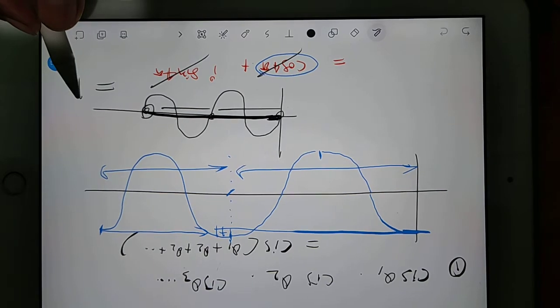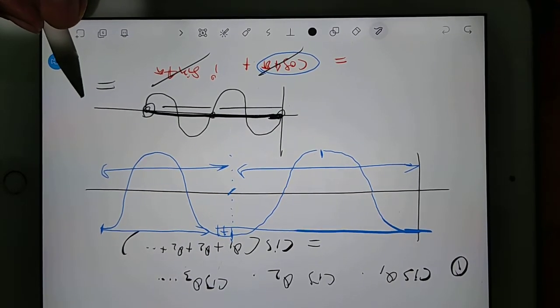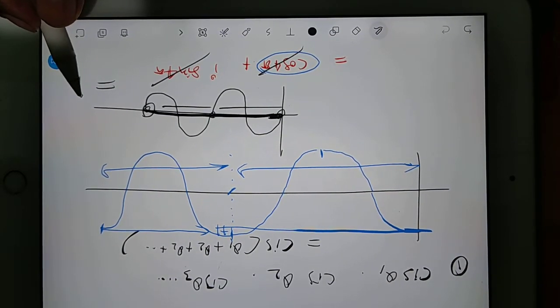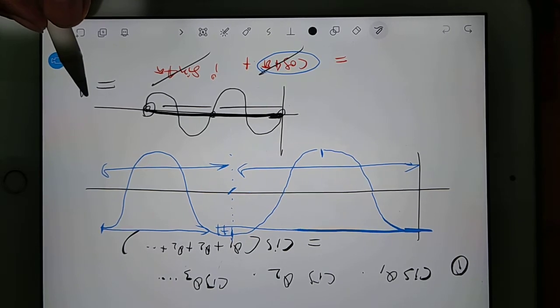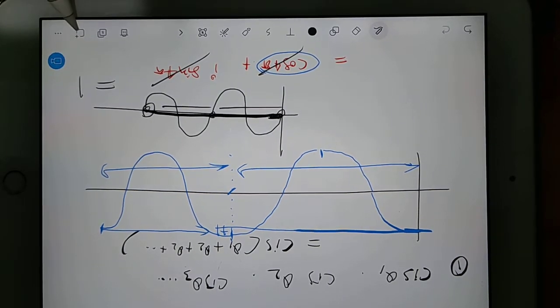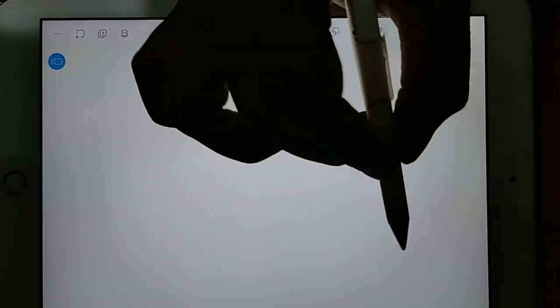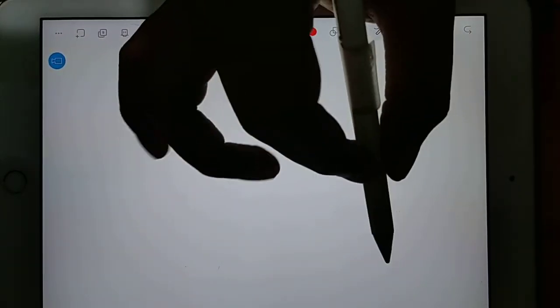One very popular formula in complex numbers is used to convert tan n theta in terms of cos theta. I will change the page. This formula may not be helpful, but just mention it in your notebook.